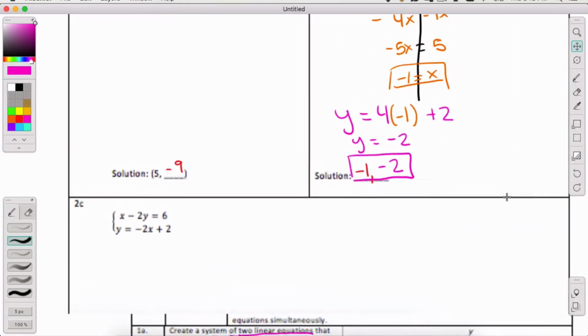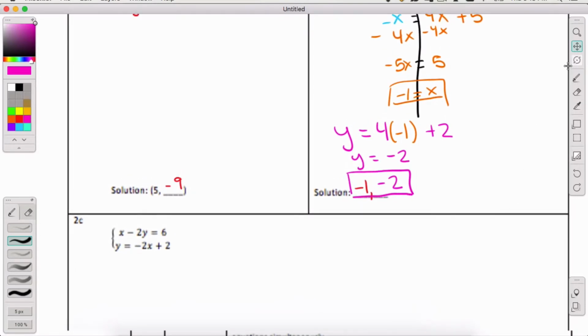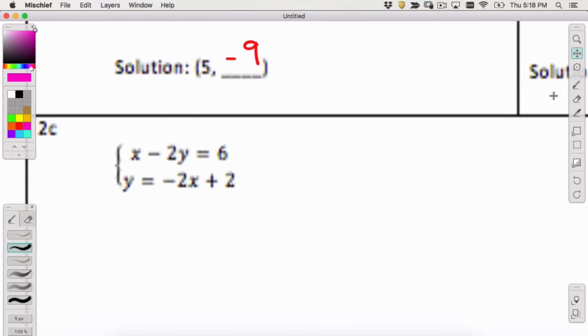All right, checking out this very bottom one. We have x minus 2y equals 6, and then we have y equals negative 2x plus 2. Unlike the first one that we looked at, where we had x equals and then y equals, this time we're only given what y equals, but I see there's a y here as well. So that means that I can put all of this into that y position.